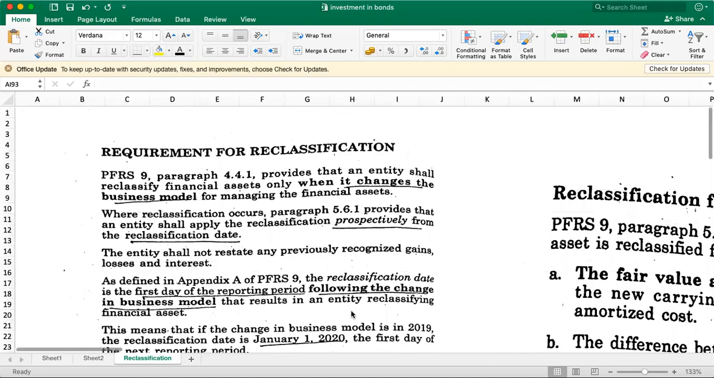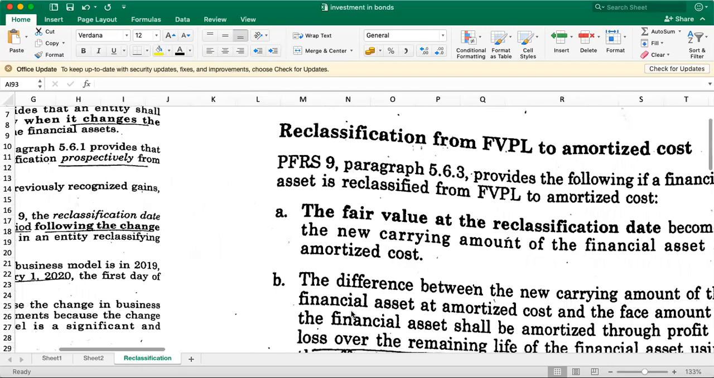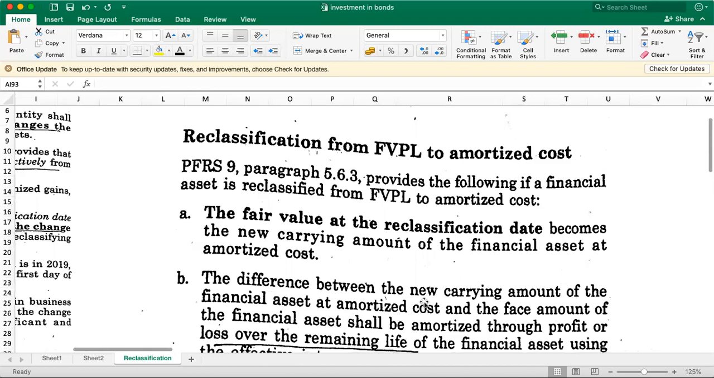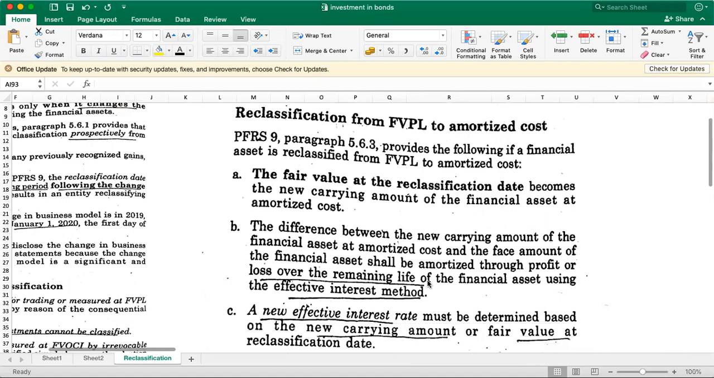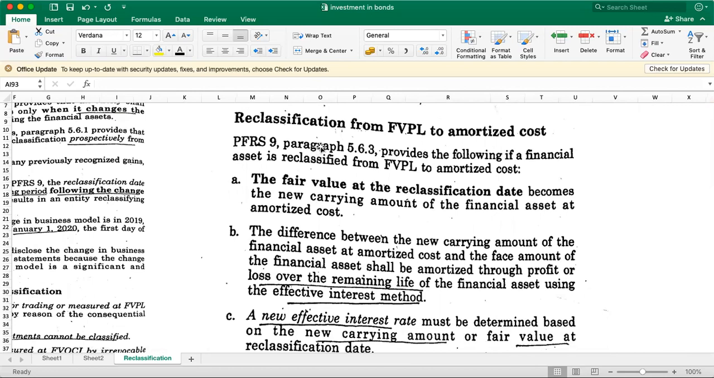So there are 6 possible reclassifications, di ba? So first is reclassification from FVPL to amortized cost. So ano yung requirement if we reclassify the investment debt instrument, so debt instrument from fair value through profit or loss to amortized cost? So according to PFRS 9, 5.6.3 provides the following. If a financial asset is reclassified from FVPL to amortized cost, di ba? So FVPL to amortized cost, medyo from simple to complicated. Why? Because under FVPL, no need to amortize. No need to amortize a discount or premium. No need to prepare the amortization table. But when we reclassify the FVPL to amortized cost, from no amortization to with amortization. Di ba? So medyo complicated to na reclassification.